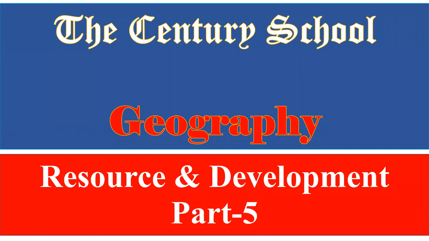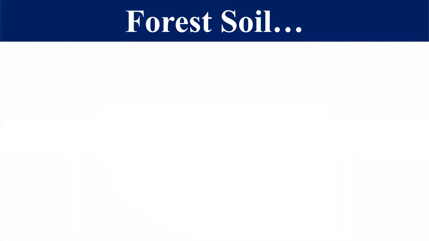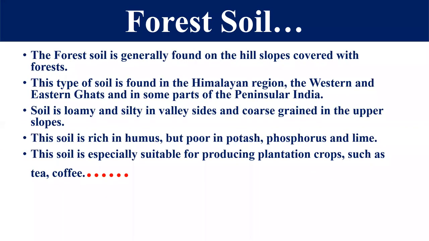From today's video lecture, we are going to start another two types of soil, and first of all we will discuss forest soil. Students, forest soil is generally found on the tops of hills, on slopy areas, or in mountainous areas. These mountain areas are totally covered by forest. That's why we have given this name, forest soil. We can say it is mountain soil also.